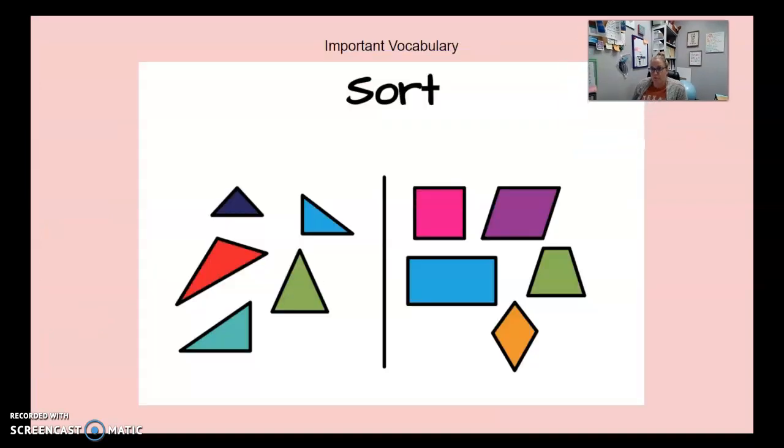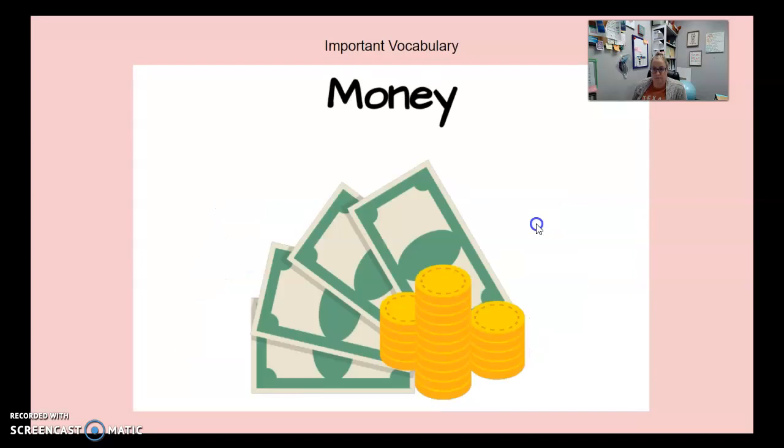For our first vocabulary word, we have the word sort. Remember, when we sort something, we put them in like groups. So I have my group of triangles and I have my group of quadrilaterals. We have been talking about money.